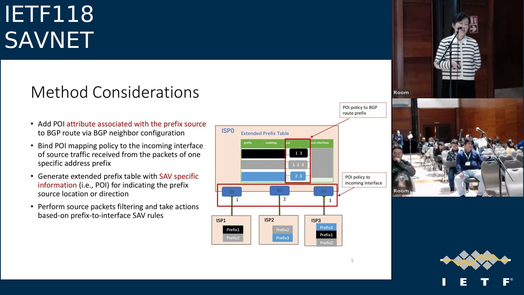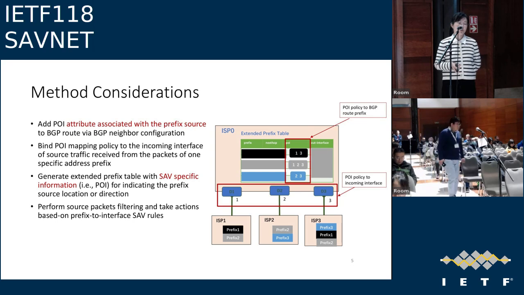For ISP 0, if they receive some packets from an external AS domain, they need to validate the packets. How to validate? The BGP SAV method is proposed to apply the POI policy to the incoming interface, binding the POI policy to the interface to validate the received packets. The ASBR as validation entity will generate an extended prefix table, which includes the SAV-specific information, and performs the SAV functionality.